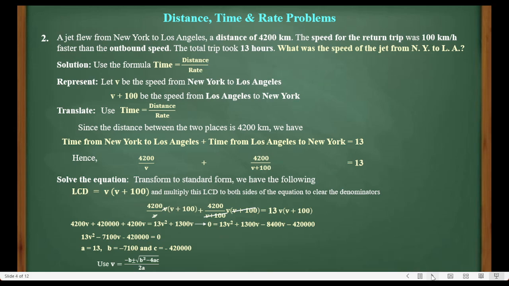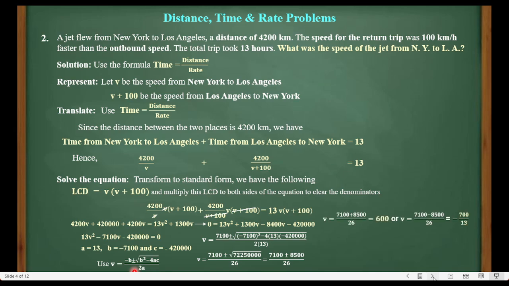Of course, the reason for declaring those three values is we're going to solve the equation using the quadratic formula. So we just plug in the values of A, B, and C to this formula and simplify the resulting expression using the PEMDAS rule. Upon simplification, again, we obtain two values of b. The first value is 600, while the other value is negative 700 over 13.